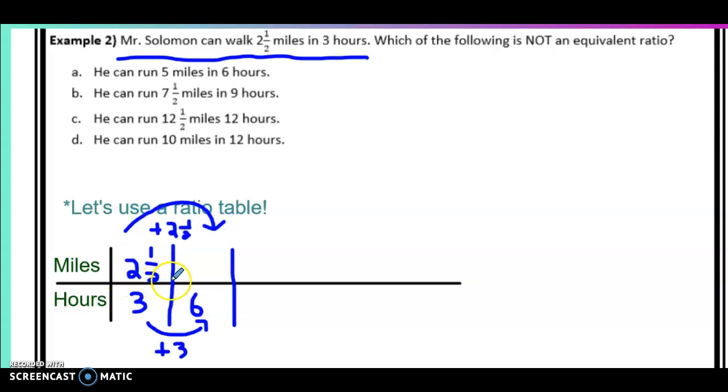Okay, so 2.5 plus 2.5 gives me what? Well, I can do this in my head, but I'm going to come over here for your sake. And I want you to think about it. Okay, so we have 2 plus 2, which is 4. We have 1/2 plus 1/2, which is a whole, so it's 1. So we have 4 and 1, which means that we have 5.